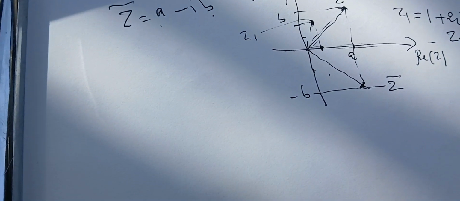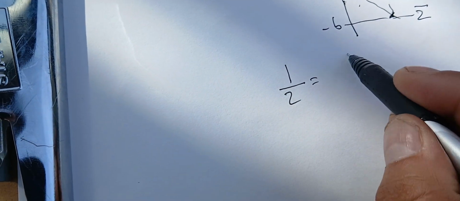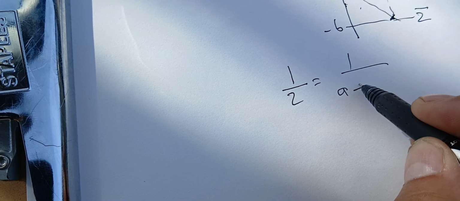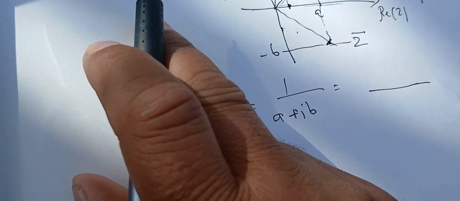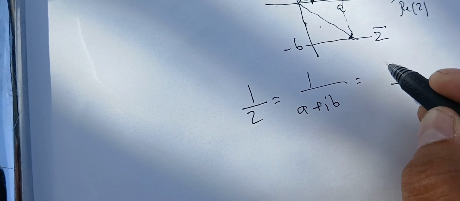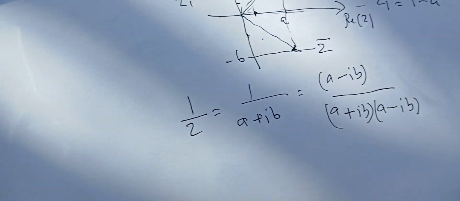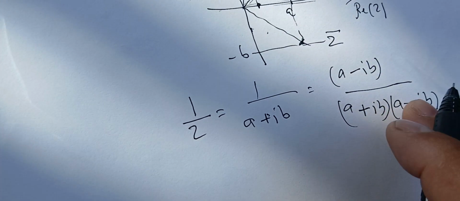Another thing that we have to do one more time is: what's 1 over z? So 1 over z is 1 over, what's z? It's a plus ib. To make this clear, we multiply by the conjugate, on the top and on the bottom. So we get a minus ib over a plus ib times a minus ib. We're going to expand this one using the properties of complex numbers.